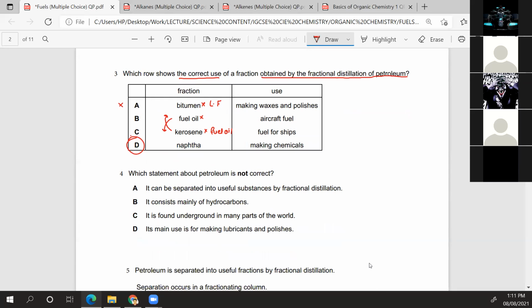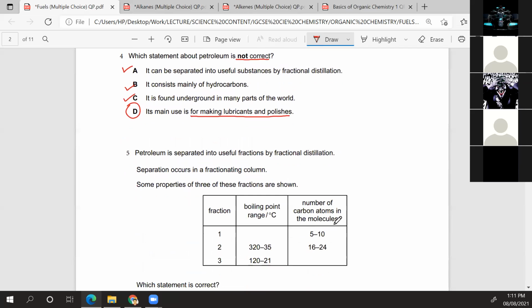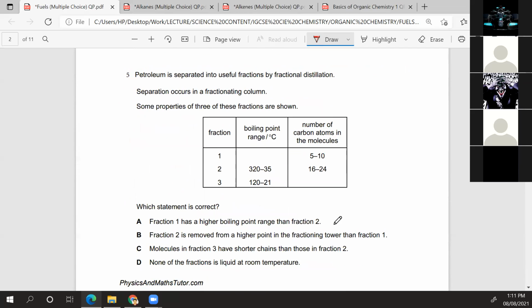Fourth one, which statement about petroleum is not correct? It can be separated into useful substances by fractional distillation. That is a correct statement. It consists mainly of hydrocarbons. Even that statement is correct. It is found underground in many parts of the world. Yes. Its main use is for making lubricants and polishes. No, it's not necessary because there will be different fractions. So answer is D.